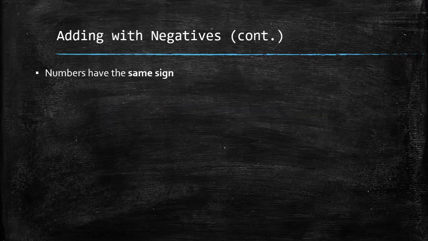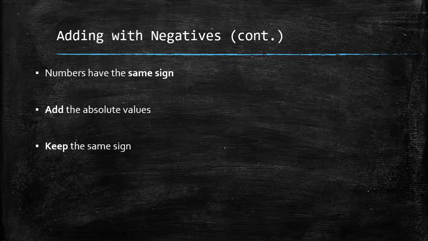All right, so what if our two numbers have the same sign? So either they're both positive or they're both negative. If they have the same sign, we add the absolute values, and then we keep the same sign. So for example, if we've got 4 plus 6, well, you know that one already, that's 10. They have the same sign, so we add them, and then we keep a positive.